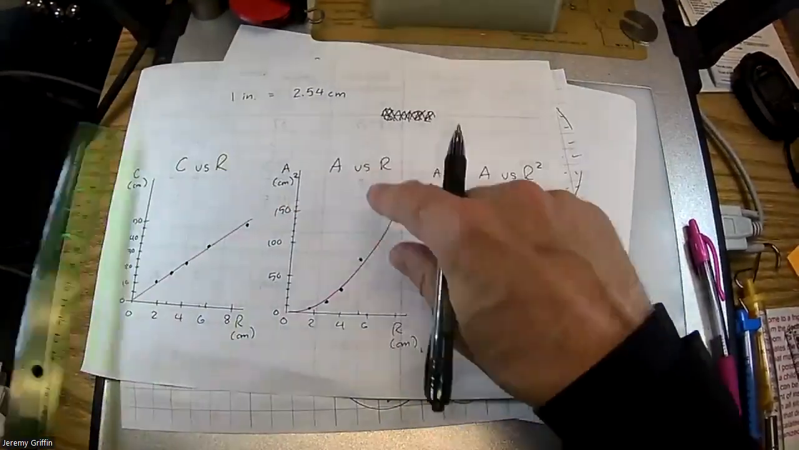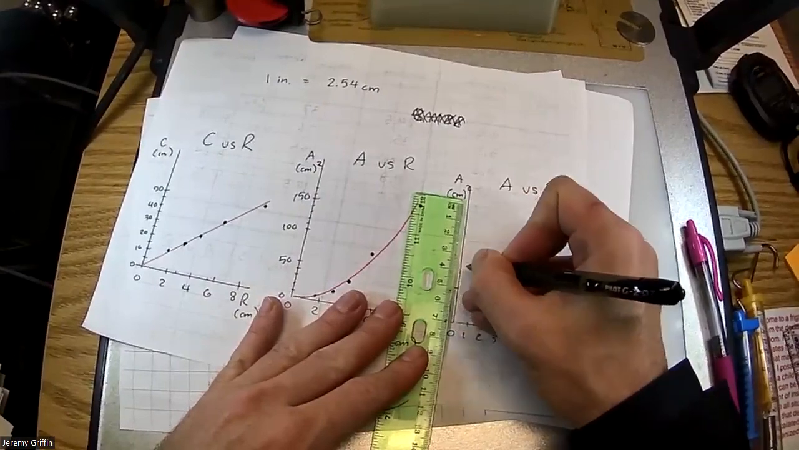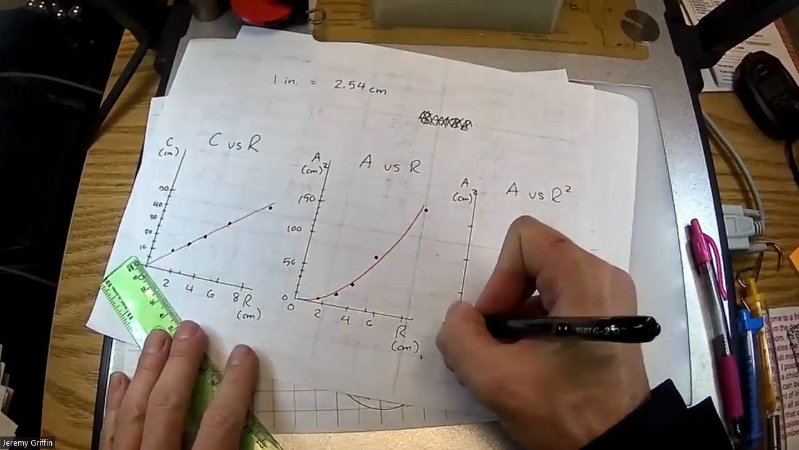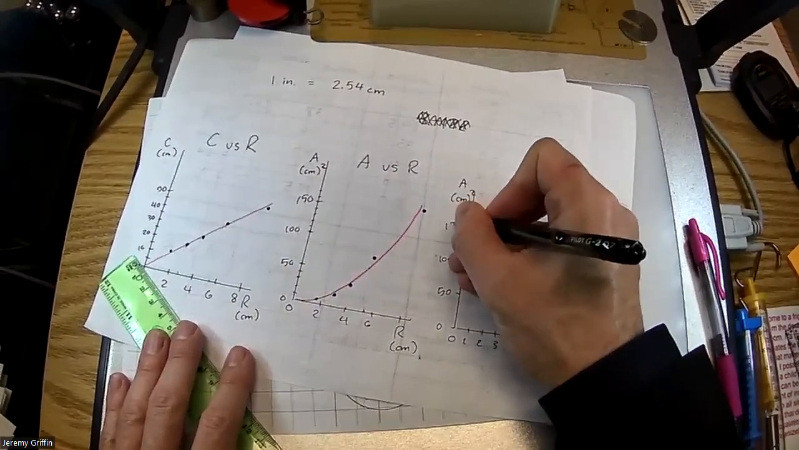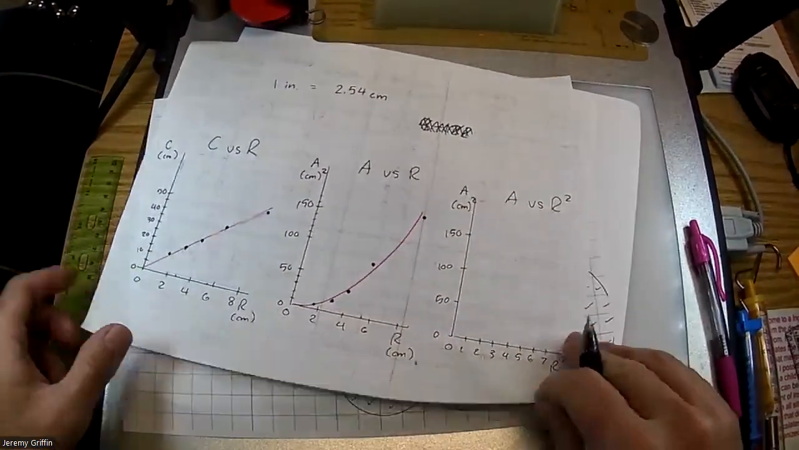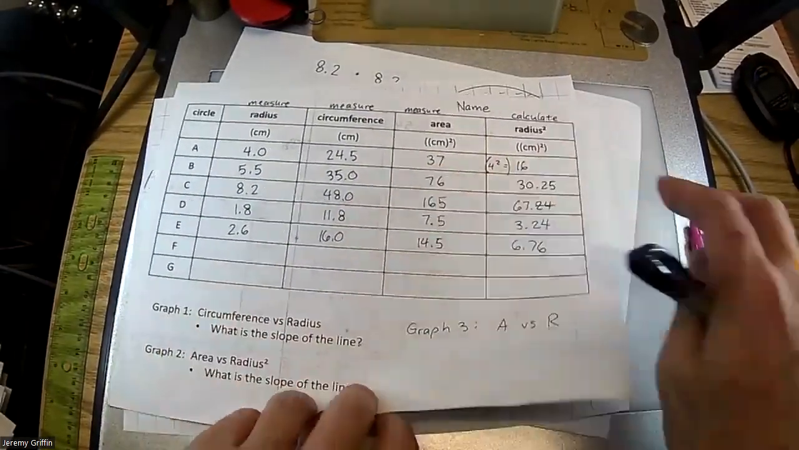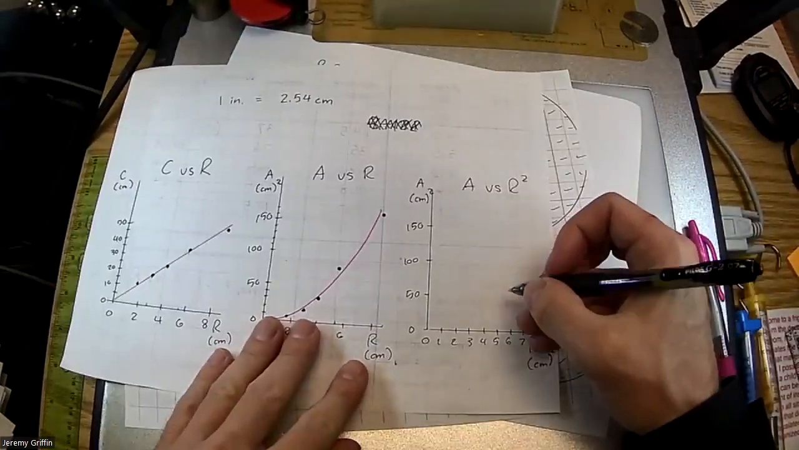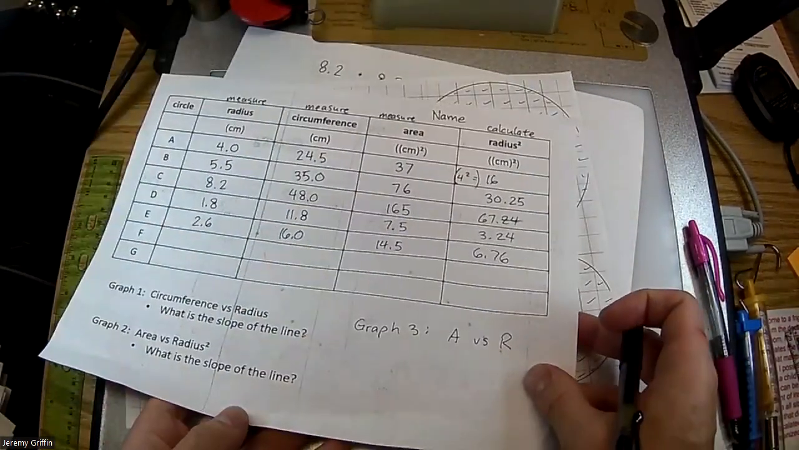Oh, I guess my area is the same as before. I could just copy paste that. All right, let's go 0, 50, 100, 150, 0, 50, 100, 150. Okay. All right, plot these points. So 16, 37. Wait, what just happened? What did I just do?